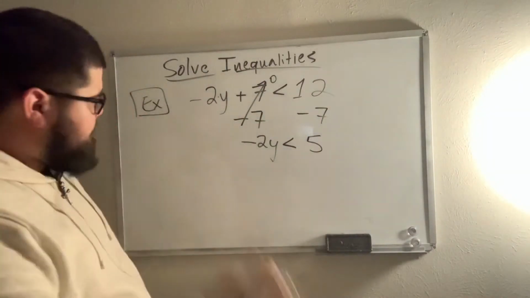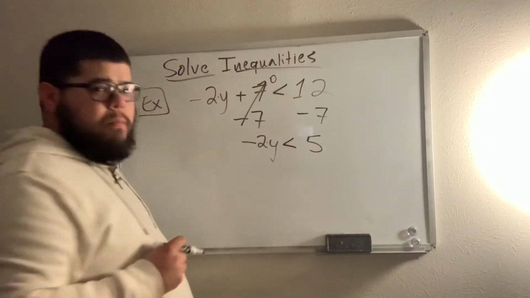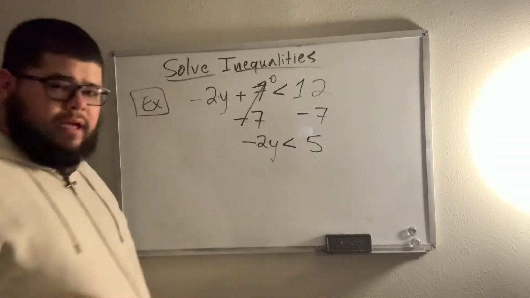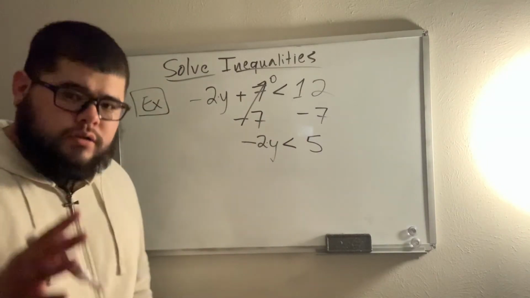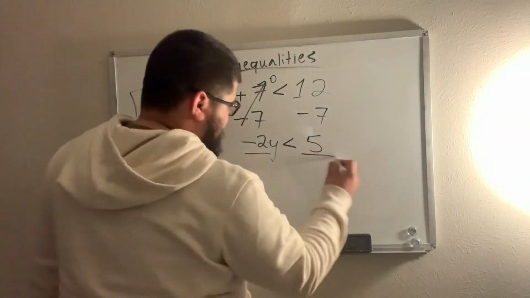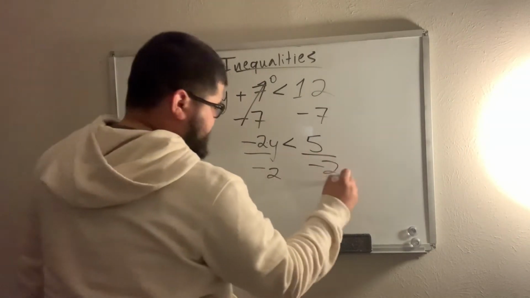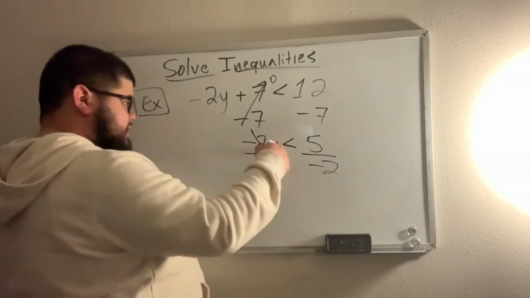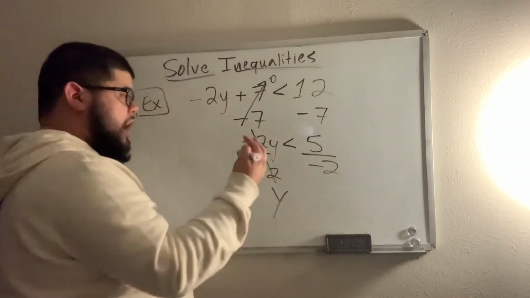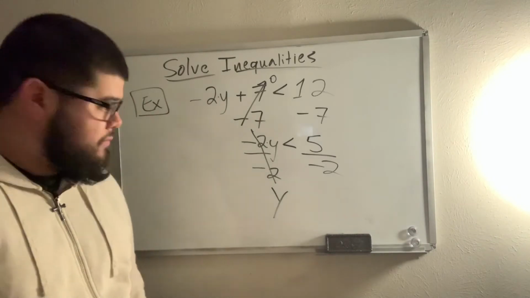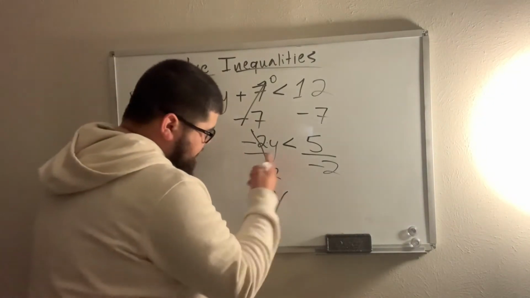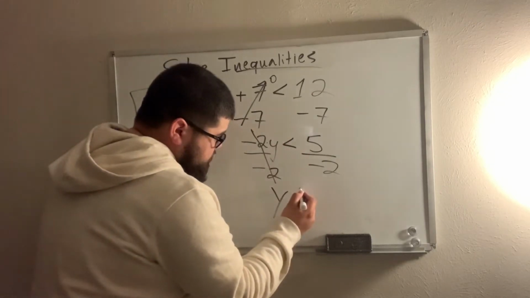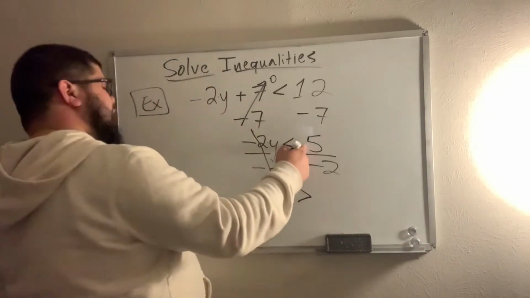Okay? Now, we have the multiplication between the negative 2 and the y. What's the opposite of multiplying? Dividing means we're going to divide both sides by negative 2. Negative 2 divided by negative 2, we get 1. 1 times y, we get y. Did we multiply or divide by a negative? Yes, we did. We divided by negative 2, which means we're going to flip that less than symbol to a greater than.